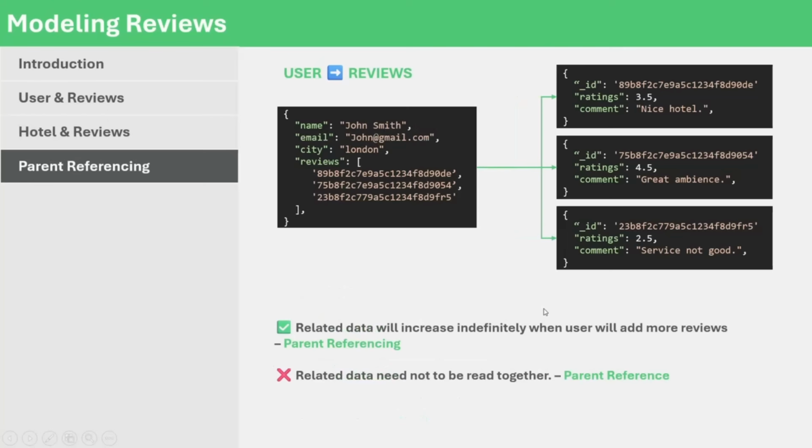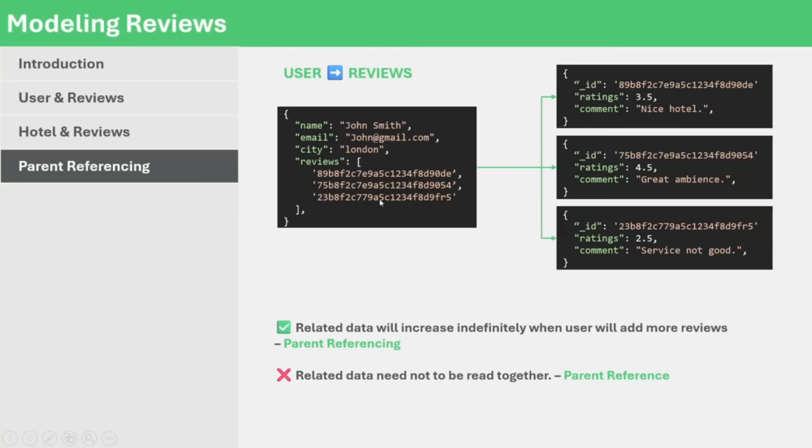So again, let's first take an example of the user and reviews relation. Here, if we go with child referencing, where the user document will store a reference of all its child documents, all the reviews which that user has made, in that case this reviews array can grow indefinitely, because in the future the user can add more reviews. So let's say if a user has created 10,000 reviews for different hotels, then this reviews array will have 10,000 object IDs. So this array can grow indefinitely.